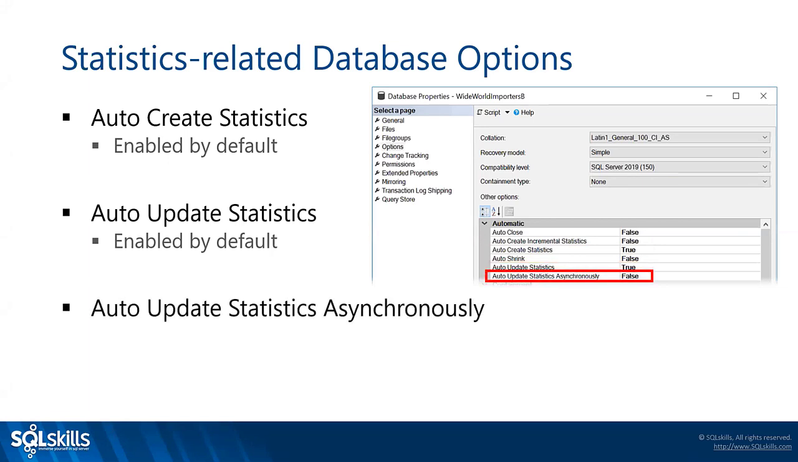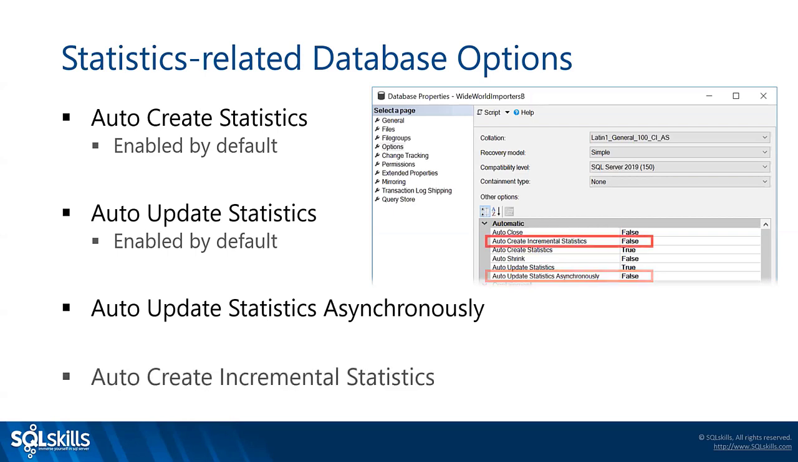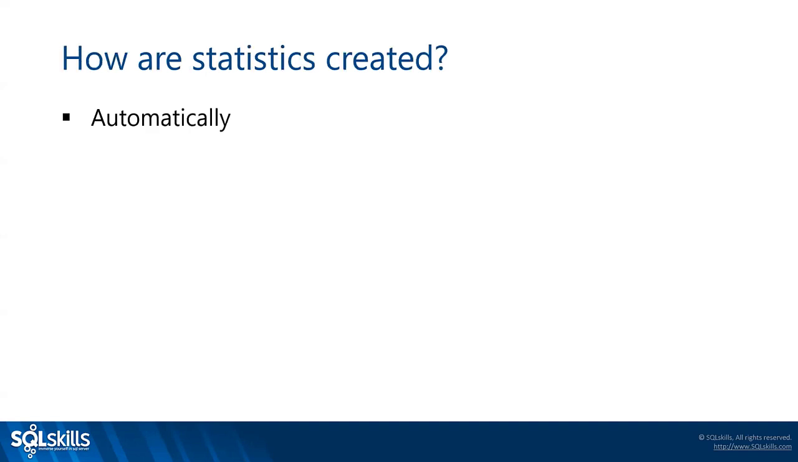Auto update statistics asynchronously is defaulted to false. There's a lot of people that say you should enable that. That's one of those settings that I want you to understand what it does so that you can make the decision. We'll come back to that later on. And then auto create incremental statistics is specific to partitioning. So if you're not using partitioning, don't worry about that. If you are, then it's probably something that you do want to enable.